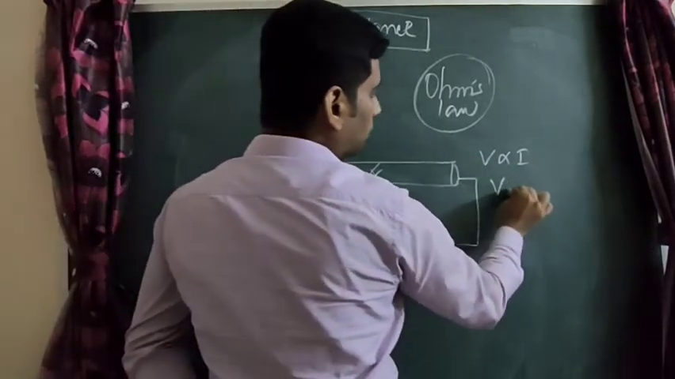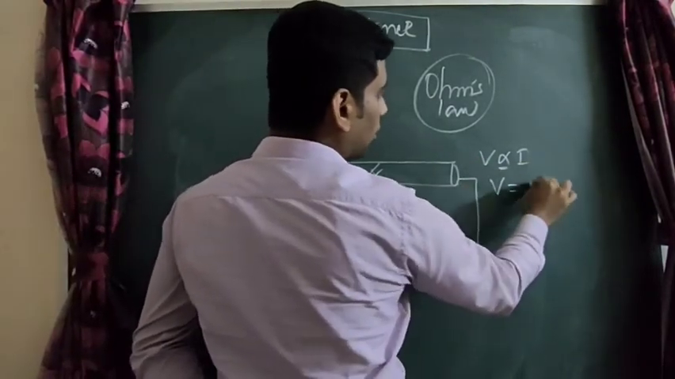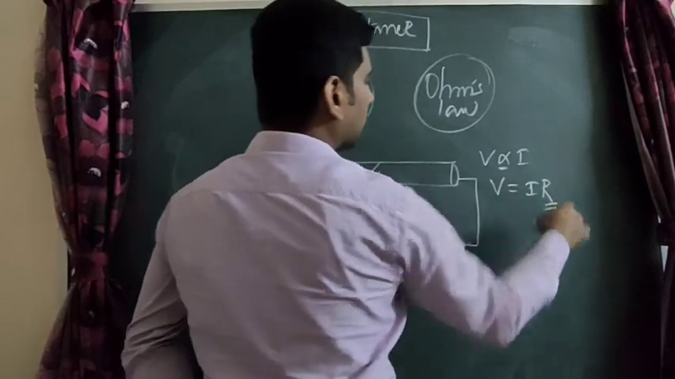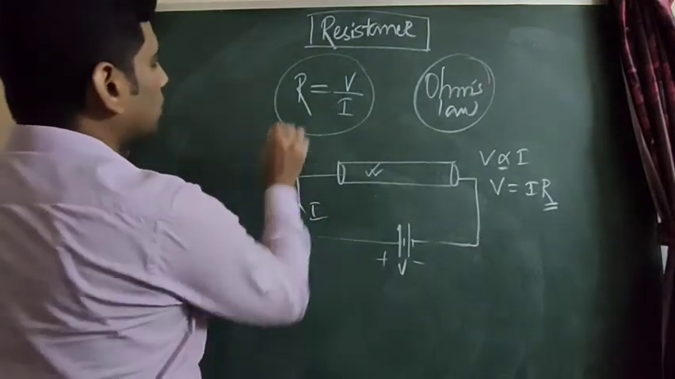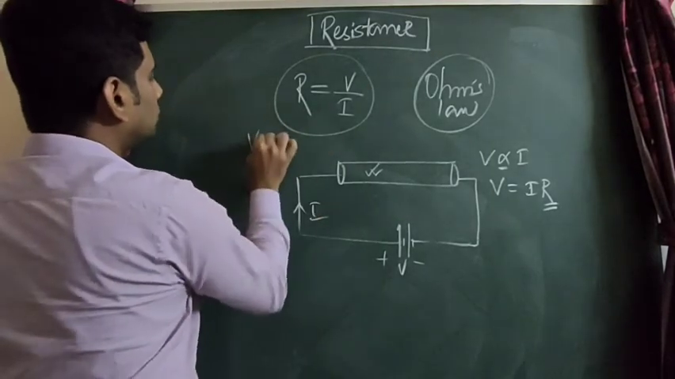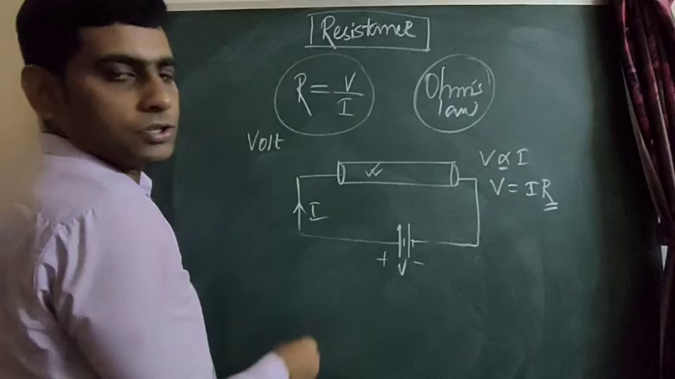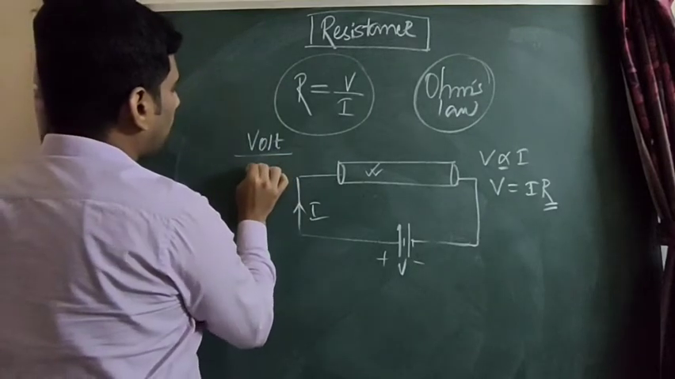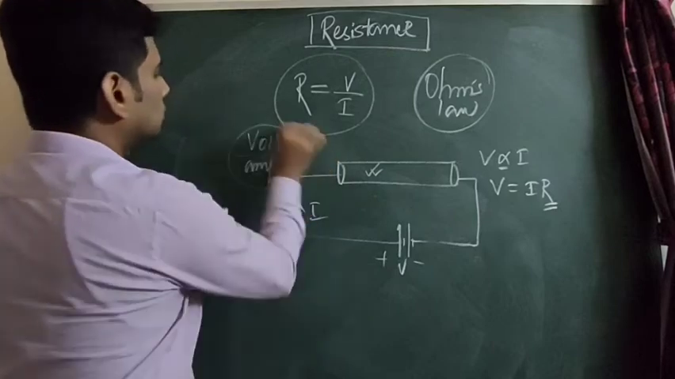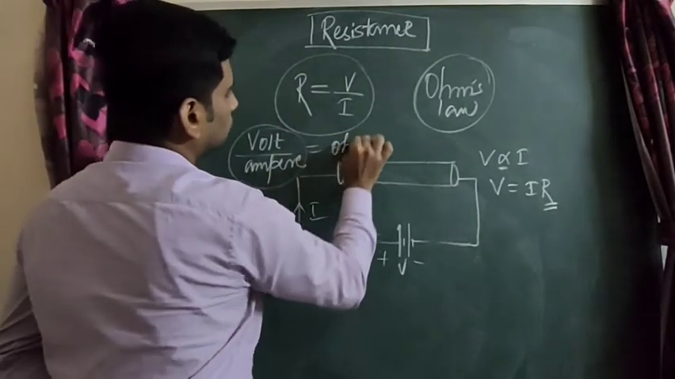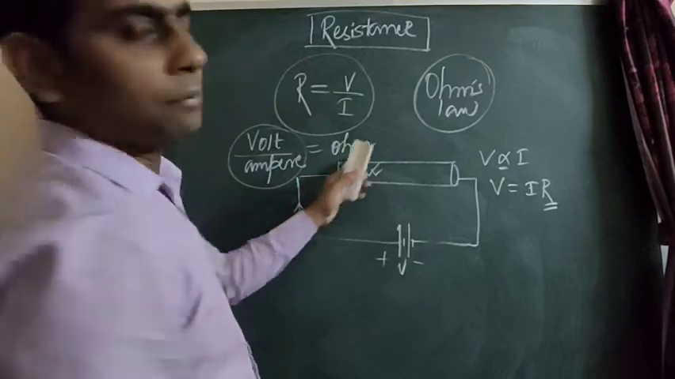So from this, if you want to change this proportional sign to equal sign, you have to give one constant and R is that constant. And that is the resistance, V equals I R, so R equals V by I. What is the unit? So volt, this is the SI unit of potential difference, divided by ampere. This is known as ohm. Okay, volt per ampere, ohm.